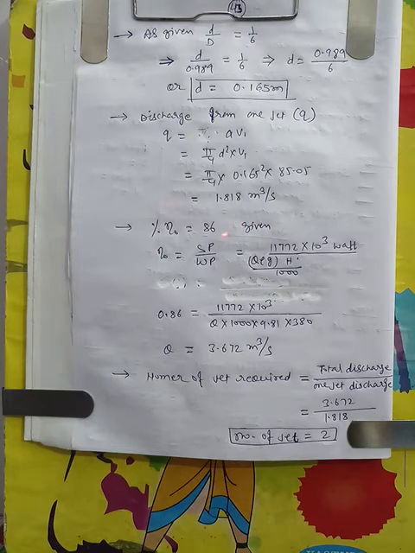Now overall efficiency is given, 86%. So overall efficiency will be shaft power by water power. And shaft power is given, 11772 kilowatt, which will be 11772 into 10 to the power 3 watt, divided by water power, which will be Q rho g into H.